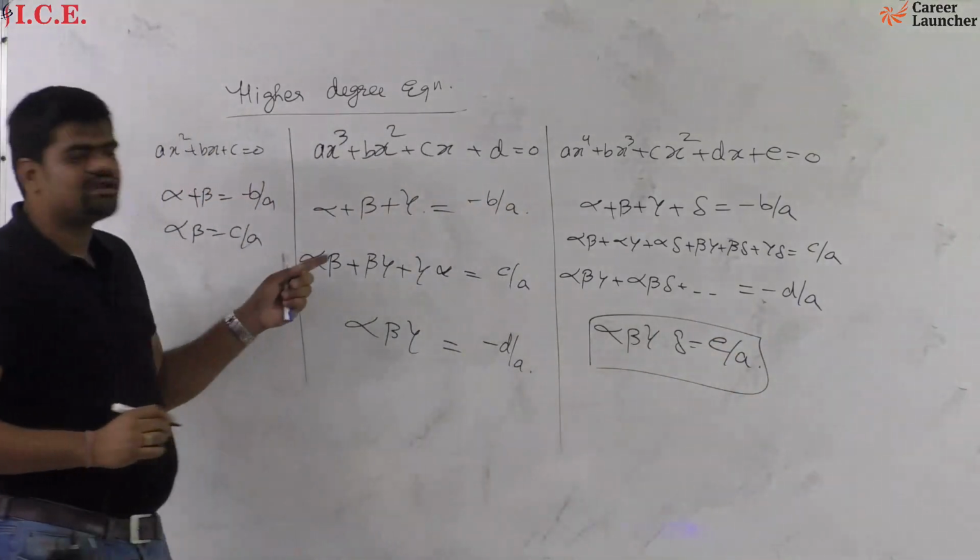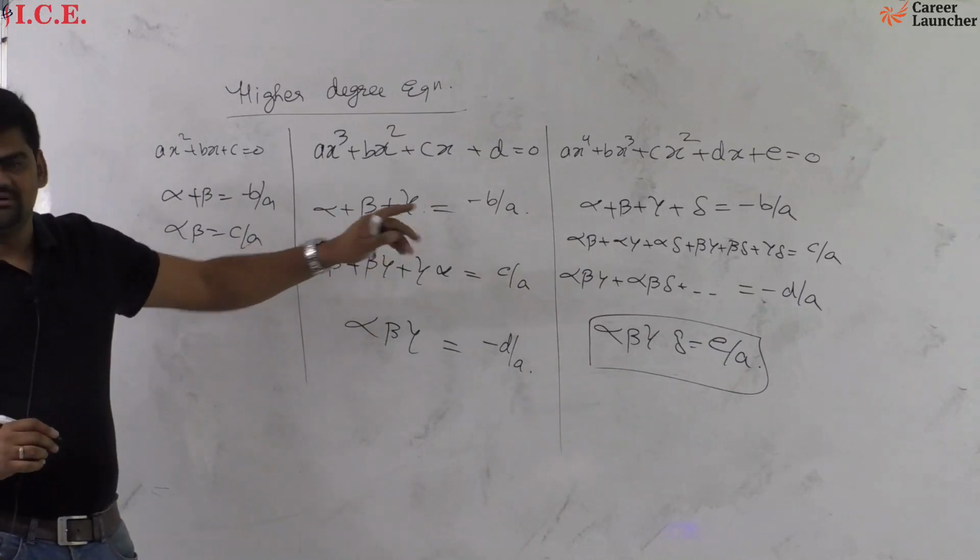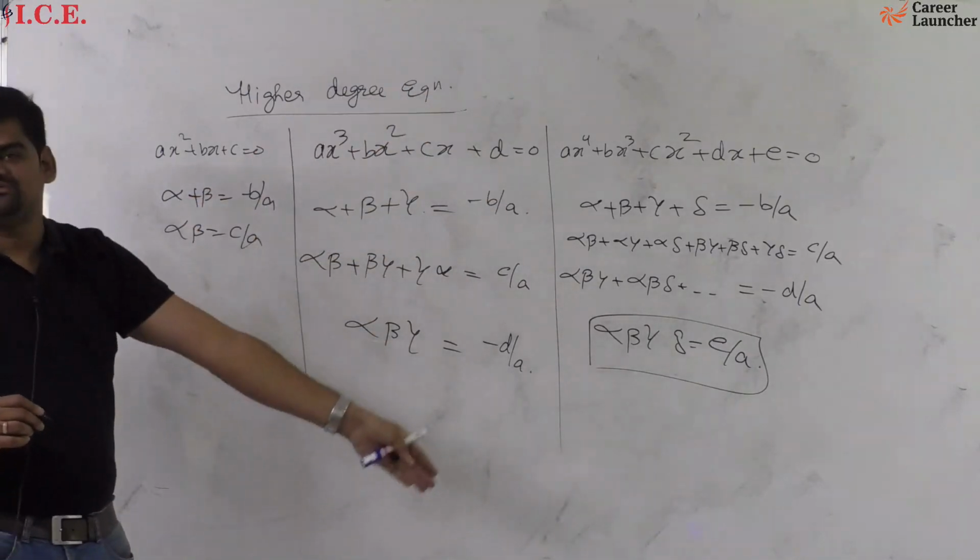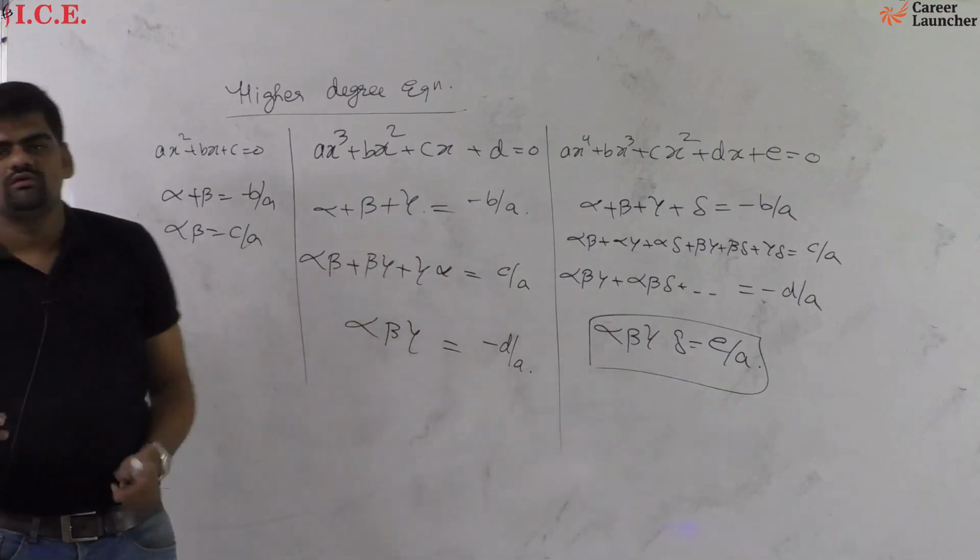Clear what I am saying? So it alternates: minus, plus, minus, plus. If you go to the 5th degree equation, the same process will follow. Please note down quickly.